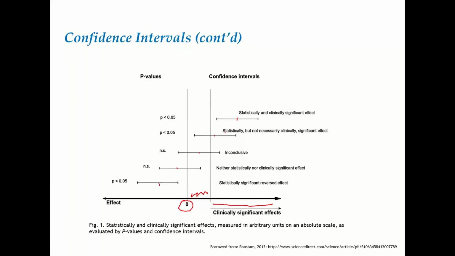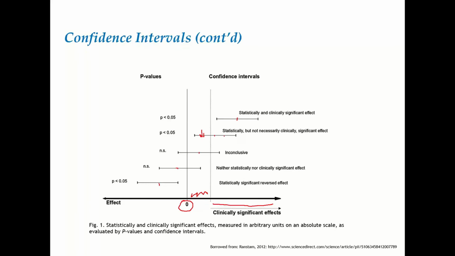The second one down, we have statistically but not necessarily clinically significant, because we're not going over the 0. So there is a statistical difference between our treatment and control, say. However, what if our truth was here? Because this means we're 95% confident that the true mean is somewhere inside this interval. What if it truly was here? Then we would still have significance statistically, but not clinically.